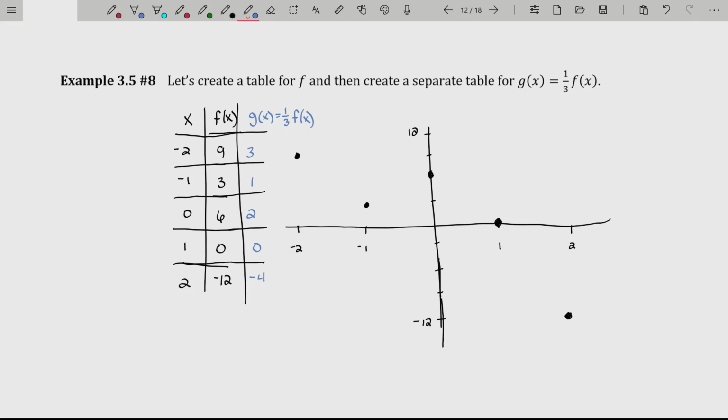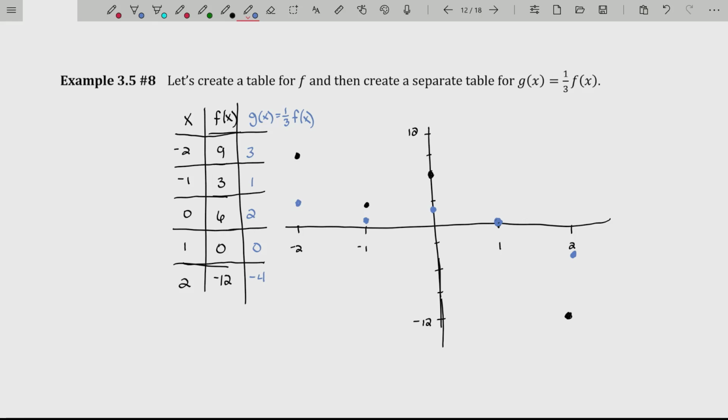And in blue, I will plot g. So here's negative 2, comma 3. Negative 1, comma 1 is probably right around here. 0, comma 2 is right about here, maybe. 1, comma 0, same spot. Y values are the same, so 1/3 of 0 is still 0. And finally, 2, comma negative 4, so that might be around here.